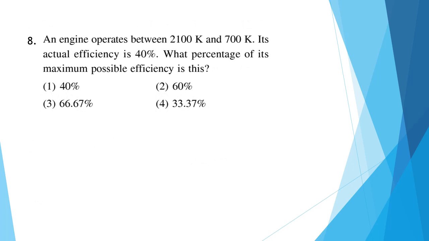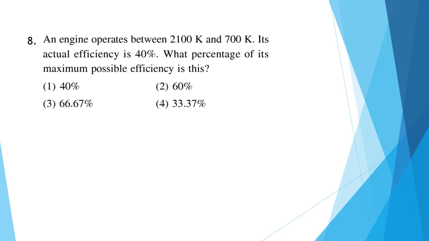Question 8. An engine operates between 2100 Kelvin and 700 Kelvin. Its actual efficiency is 40%. What percentage of its maximum possible efficiency is this?